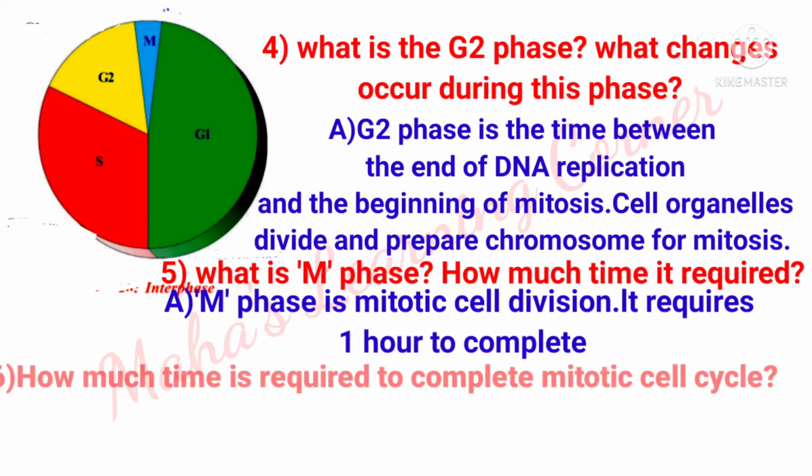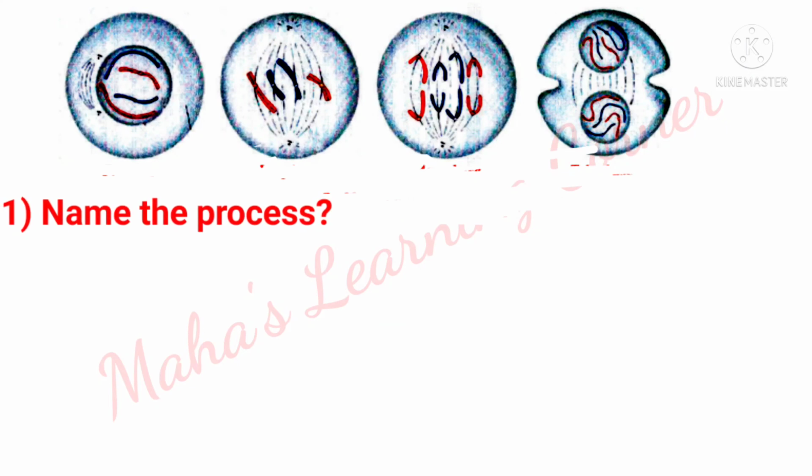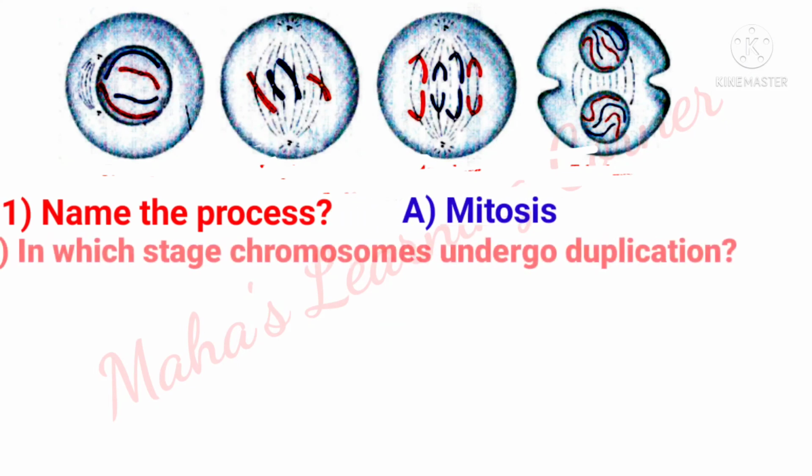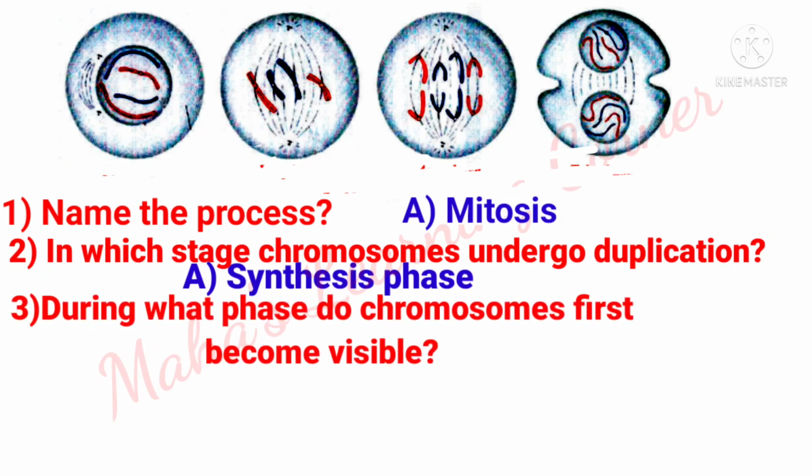How much time required to complete mitotic cell cycle? Approximately 25.5 hours. Next, name the process. Correct answer, mitosis. Next one. In which stage chromosomes undergo duplication? Correct answer, synthesis phase.